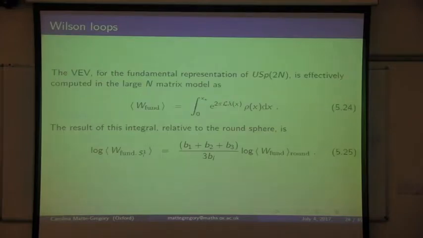So first, on the gauge theory side, we're computing the vev of this Wilson loop in the fundamental representation of the gauge group that we chose. It is computed like this, again, not many details.